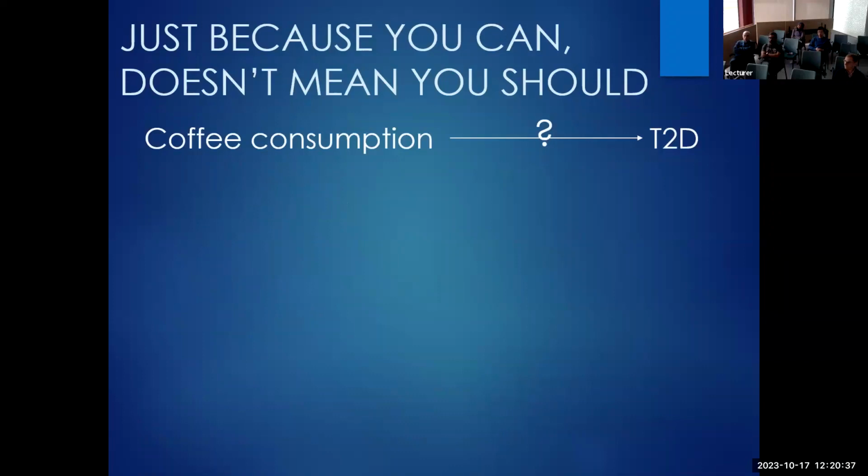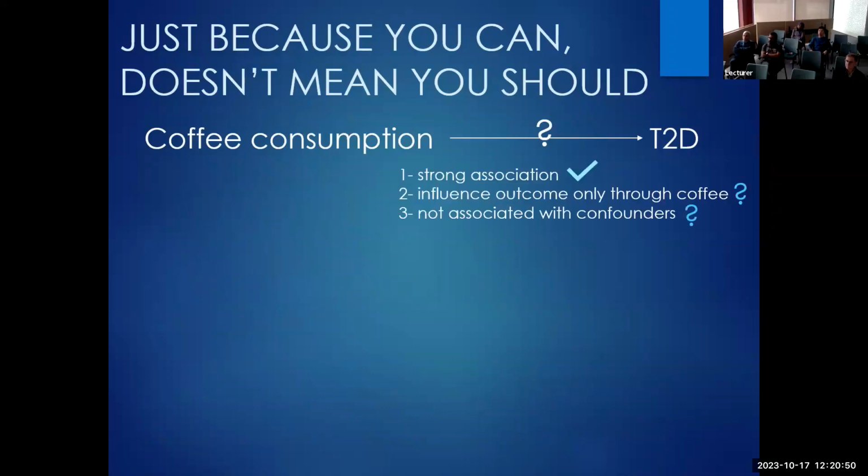Recently, I was asked to review a study that looked at coffee consumption and whether your coffee consumption influenced type 2 diabetes. There is a genetic study that looked at which genetic variants are associated with coffee consumption. However, we tick the box, strong association, yes. Do the genetic variants only influence type 2 diabetes through coffee?